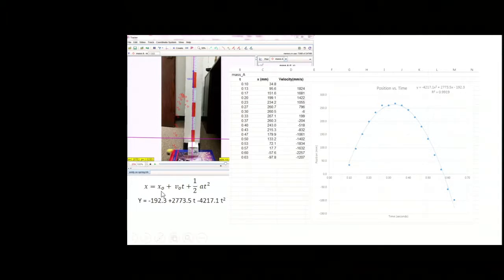So here's my change in position, except now I'm putting the initial position over here. Per this particular diagram, my initial position was 192 millimeters below what I set as my 0 in the y direction. I have an initial velocity, traveling upwards at 2,773 millimeters per second. And I have a negative 4,217 millimeters per second squared. But we know what this matches up with.